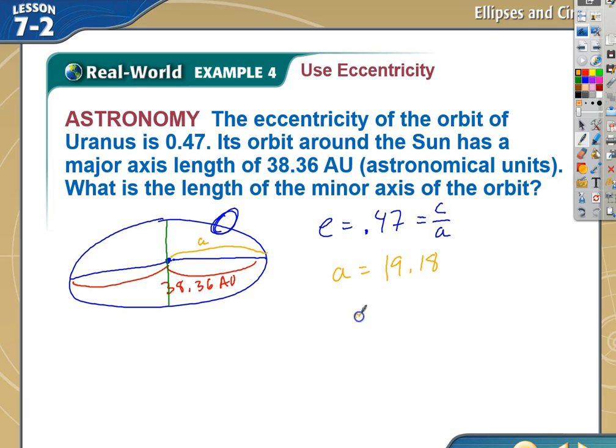I put that into my formula. 0.47 is equal to C over 19.18. Multiply both sides by 19.18. I get 9.01, or 9.01, excuse me, is equal to C. Well, how can I find out B if I know C and A? Oh yeah, that whole C squared is equal to A squared minus B squared. That relationship in the ellipse. Well, I know what C is.